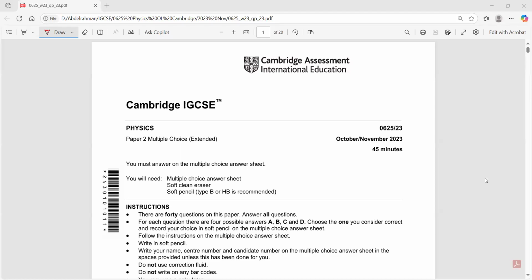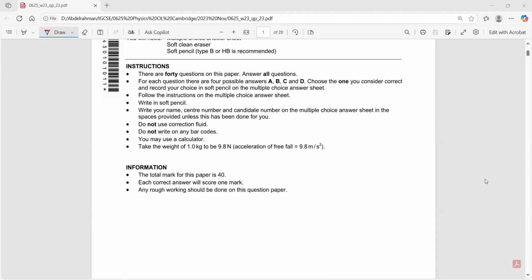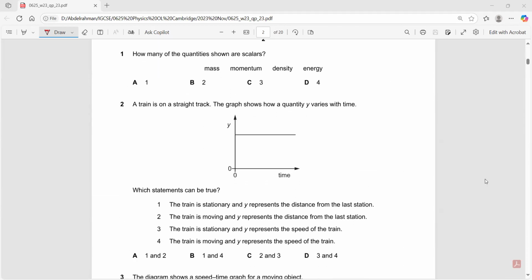November 2023, paper 2, variant 3. Question 1. How many quantities shown are scalars? Mass, momentum, no, density, and energy. So only 3 of them.